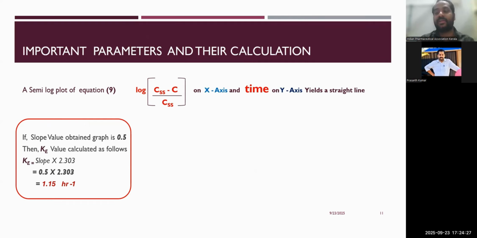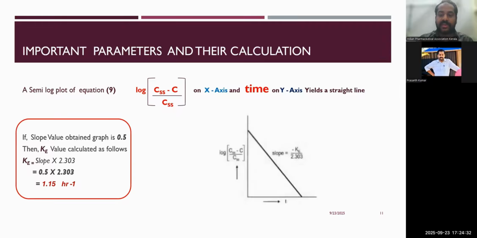So when you plot a graph on a semi-logarithmic graph with this value on the y-axis and time on the x-axis, that will yield a straight line with a declining phase, as this picture indicates, with the slope value equal to Ke by 2.303. Let us assume the slope of this graph we draw is 0.5. Then Ke can be calculated. Ke is equal to slope into 2.303, that is approximately 0.5 into 2.3 is equal to 1.15. And the unit is hour inverse, isn't it?